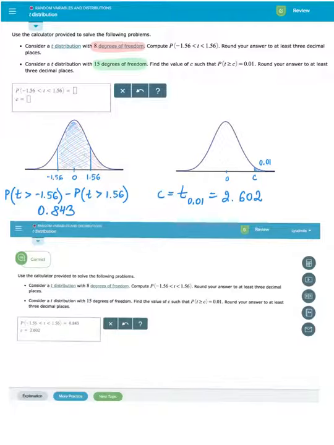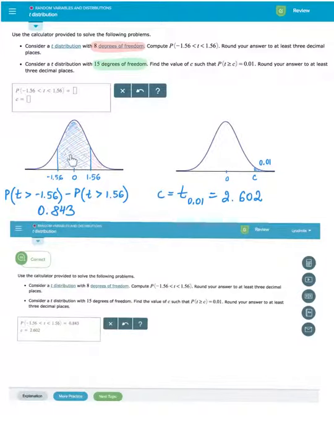If I am using ALEKS tools, I don't have an ALEKS tool that gives me from 2 as my interval. It can only compute area to the right of the given t value. So I have to be more creative. To answer this question, I'm going to find the area to the right of negative 1.56, all of it, including this tail in pale pink.